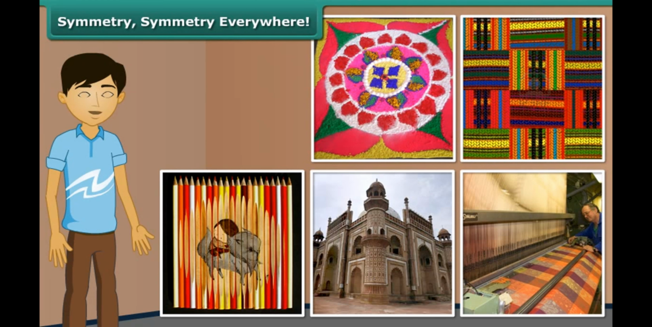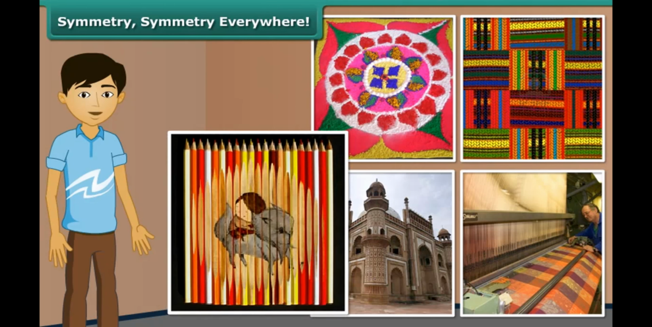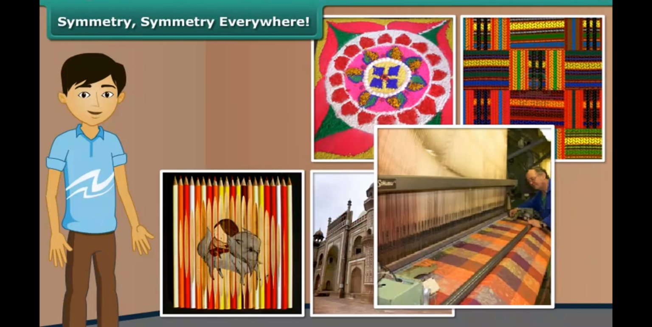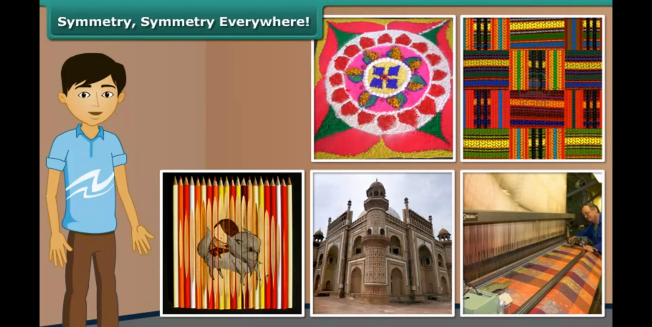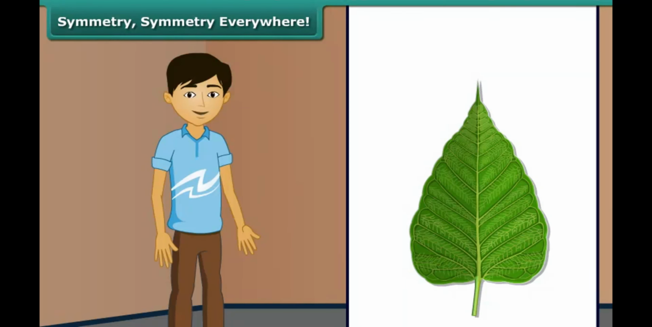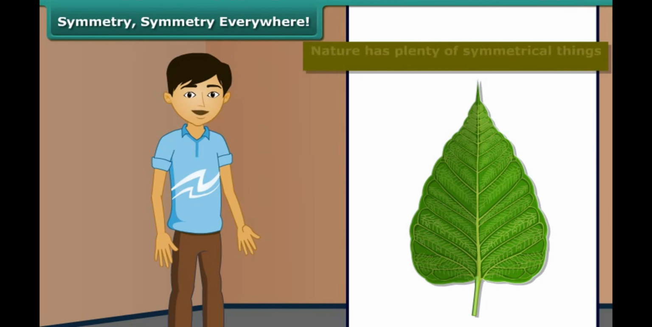Children, you will wonder that symmetry is part of our everyday life as it is applicable in art, architecture, textile technology, patterns in clothing, rangoli, etc. Many road signs you see are symmetric. Look at this leaf. It is symmetrical. Thus, even nature has plenty of symmetrical things.